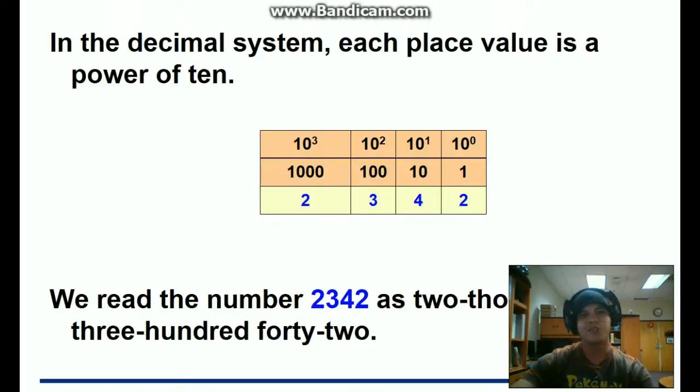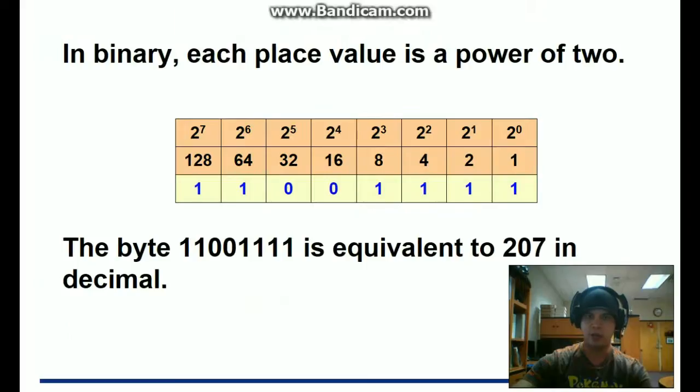Here in the decimal system, each place value is a power of 10. So this is actually what it looks like. 10 to the power of 0 is the ones place. 10 to the power of 1 is the tens place. So on and so forth. When we see a string of numbers like this, we read it as 2,342. Binary is a little bit different. It's not based on the power of tens, but on the power of 2. So you see here, 2 to the power of 0 equals 1, 2 to the power of 1 equals 2, then 4, 8, 16.